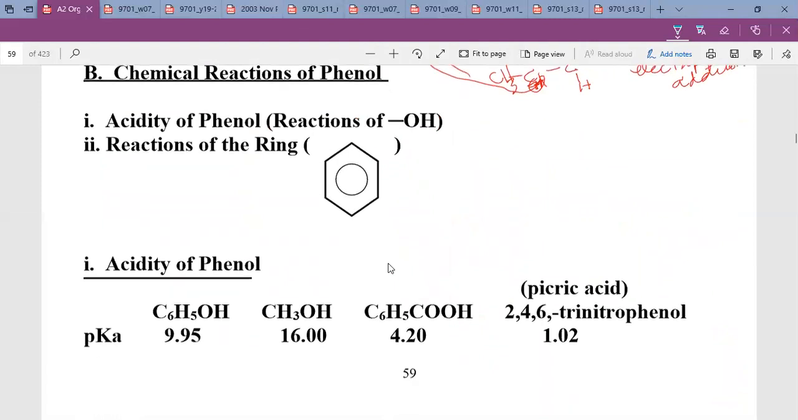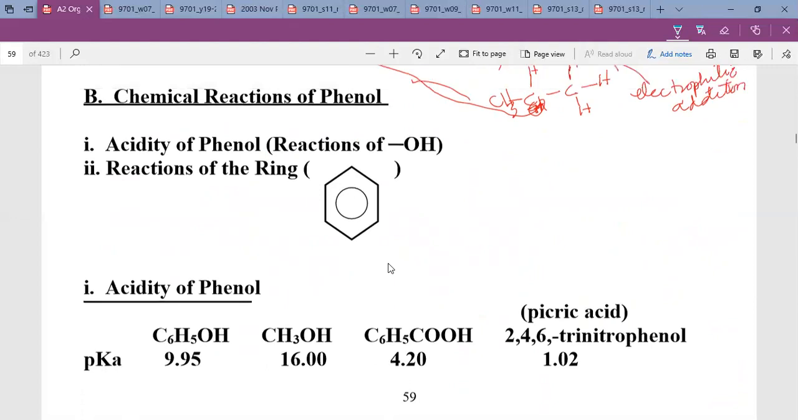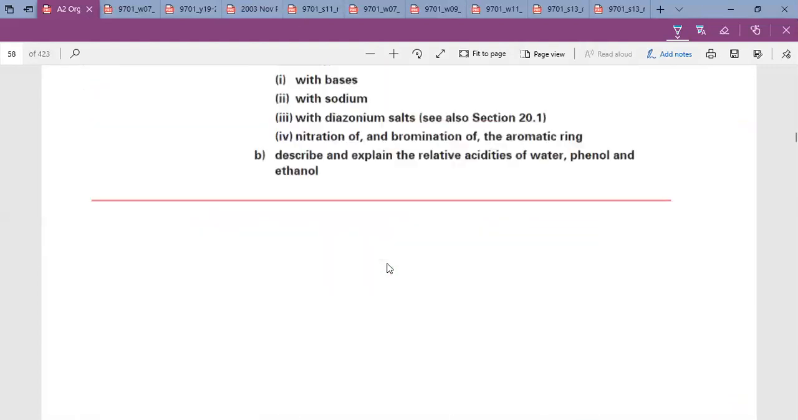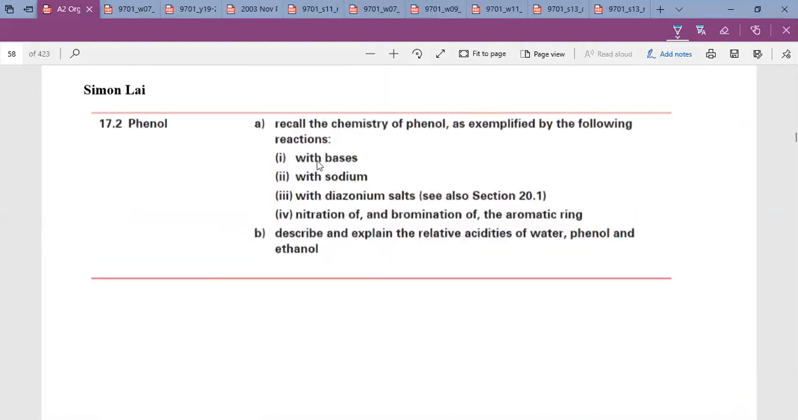Now for reactions of phenol, remember they actually ask you for it. Look at it carefully here. They ask you for a few reactions, one, two, three, four, five. This part here is quite simple: nitration and bromination of the aromatic ring. This is basically electrophilic substitution.